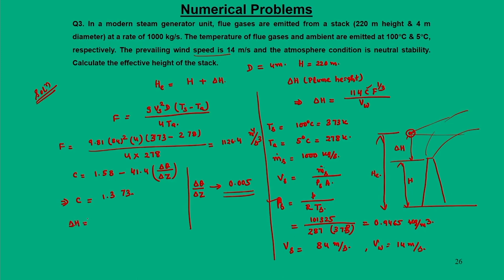So, we can find out this plume height is equal to 114 into 1.373 into F to the power 1 by 3, that is 1126.4 to the power 1 by 3 divided by wind velocity 14 meter per second. After evaluating, this value would be 116 meter. So, plume height is 116 meter, effective height would be 220 plus 116, that is equal to 336 meter.